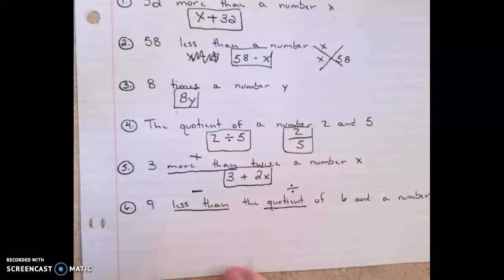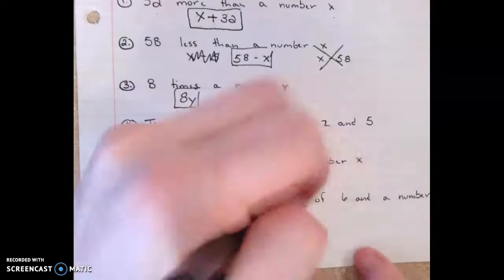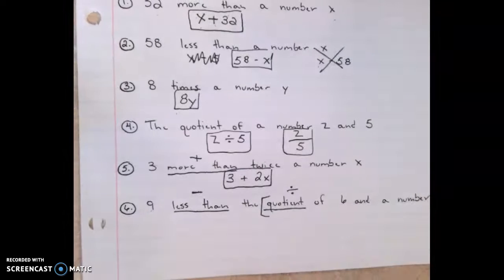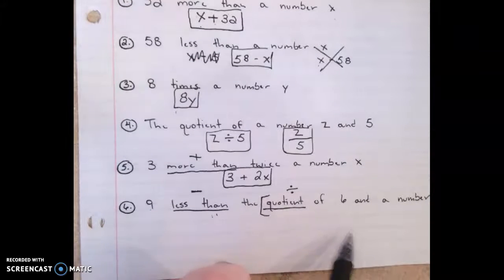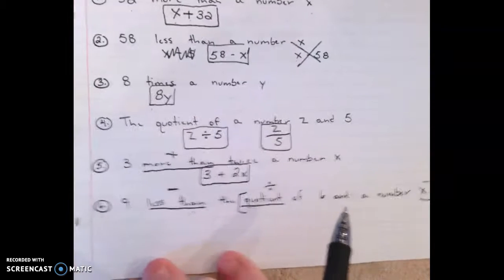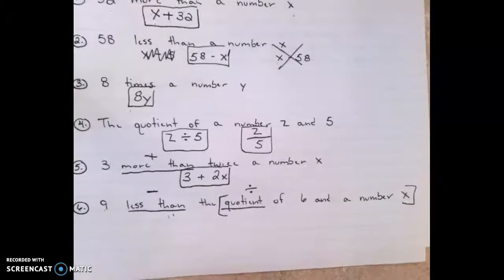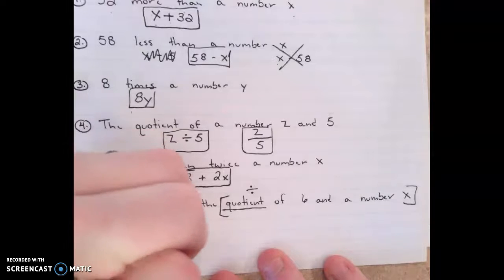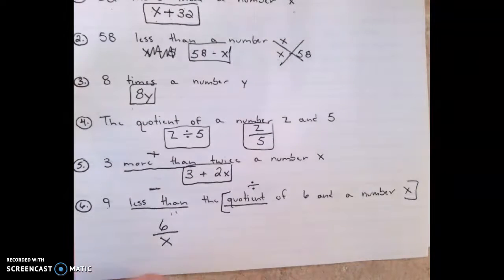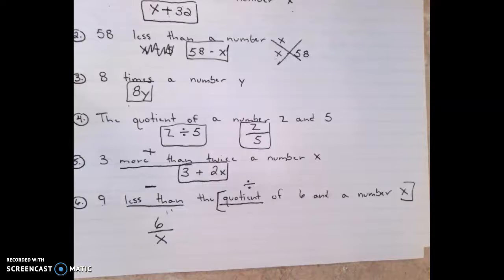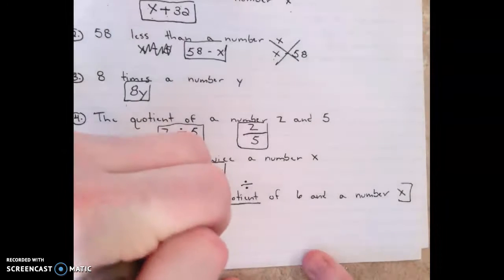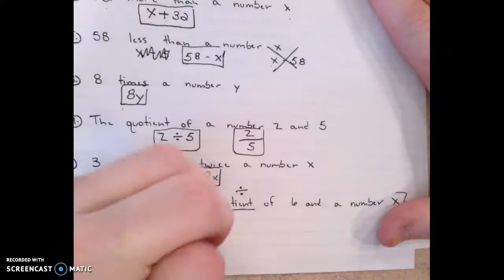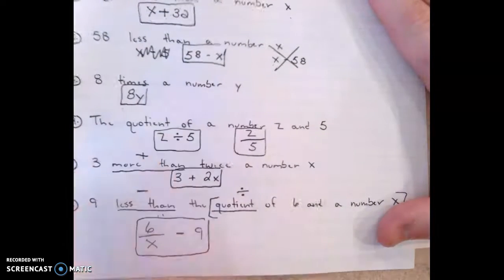But notice our wording here. 9 is less than the second part of this sentence. 9 is less than the quotient of 6 and number x. So if 9 is less than this part, then I know I'm going to have the quotient of 6 and a number x, so 6 divided by x, come first, because 9 is less than whatever 6 divided by x is. So 6 divided by x minus 9. And that is going to be our final answer for number 6.